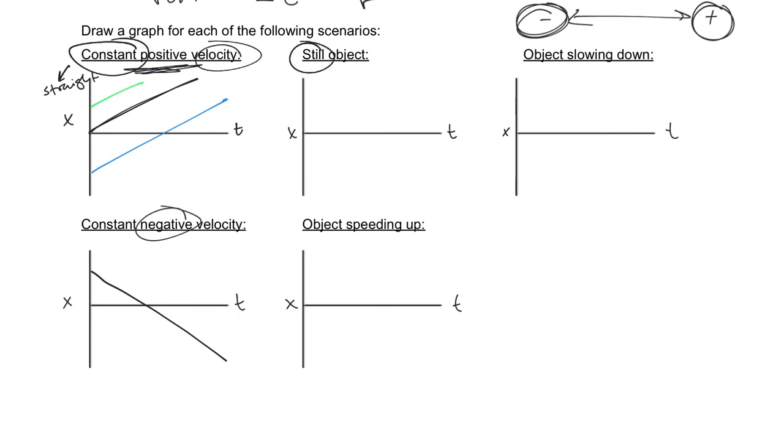Next up, we've got a still object. If something is still, that means its position is not changing. If its position is not changing, it's a flat line. I pick a position in the beginning and I stay there.